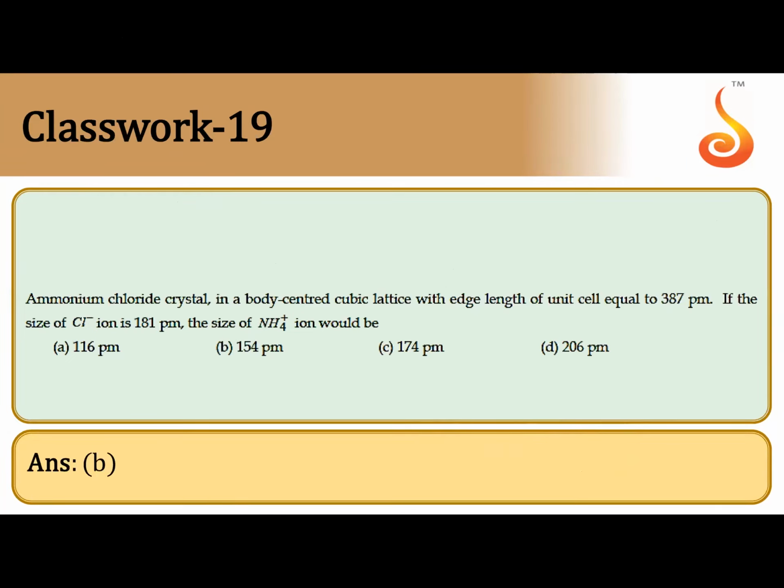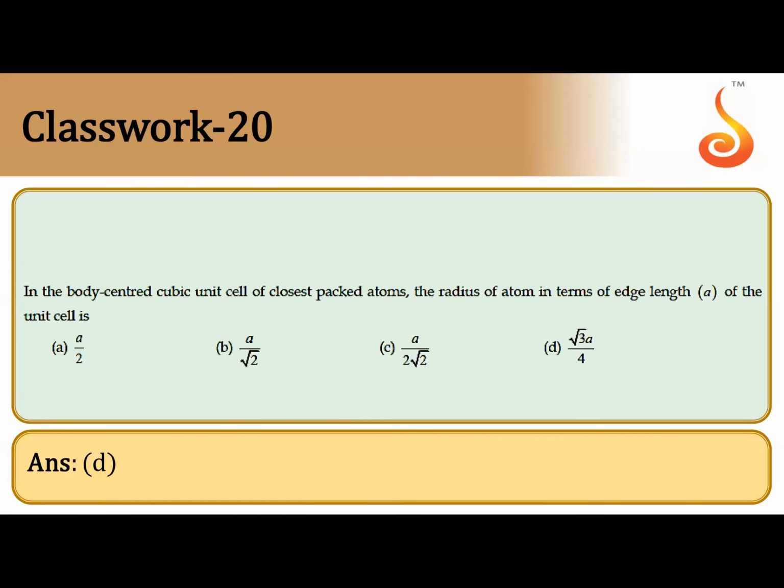Question number 20. BCC, the closest packed atoms, radius of the atom and edge length. So direct PU question. R is equal to root 3a by 4. Option D is correct. The direct question, there is nothing to see here. Of course, we discussed this derivation in the PU part, so please check the PU notes.